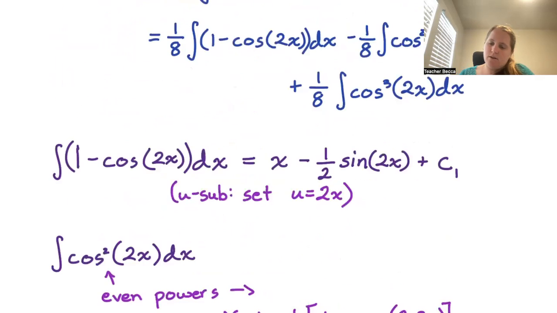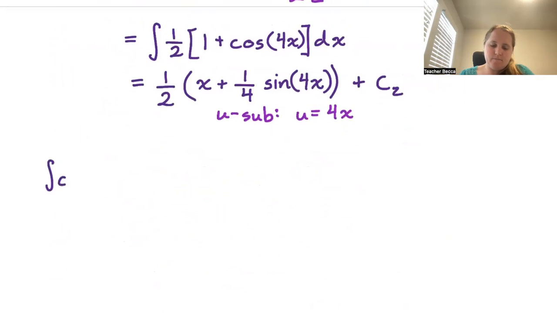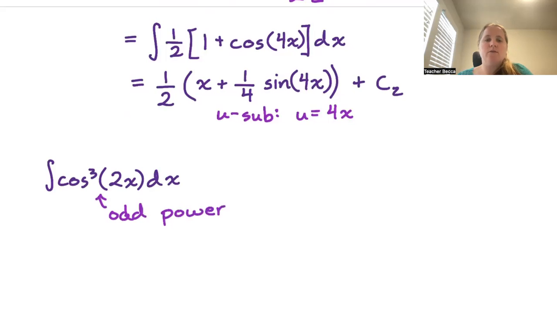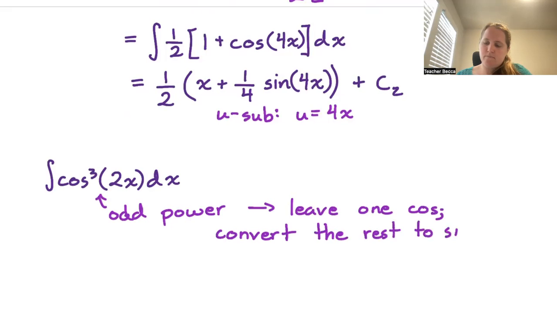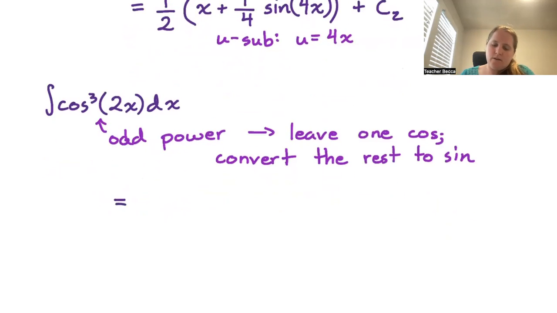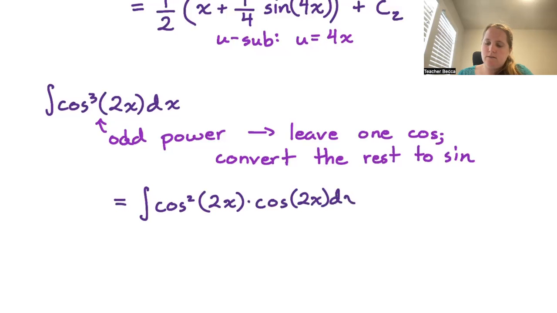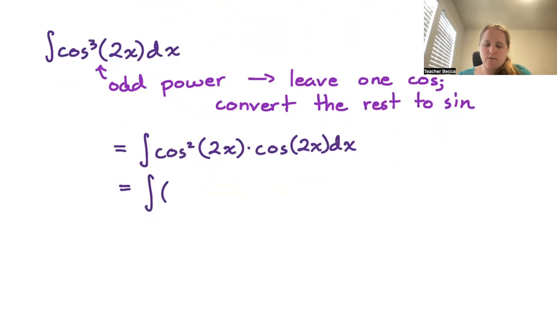Last up, we had our integral of cosine cubed of 2x dx. This is an odd power. And so we can do our case where we leave one cosine, convert the rest to sine. So we are looking at the integral of cosine squared of 2x times cosine of 2x dx, which again is of course equal to the integral of 1 minus sine squared of 2x times cosine of 2x dx.